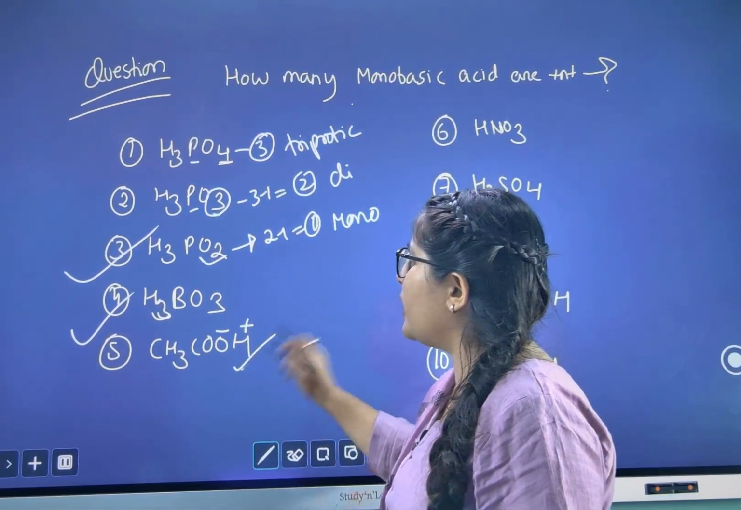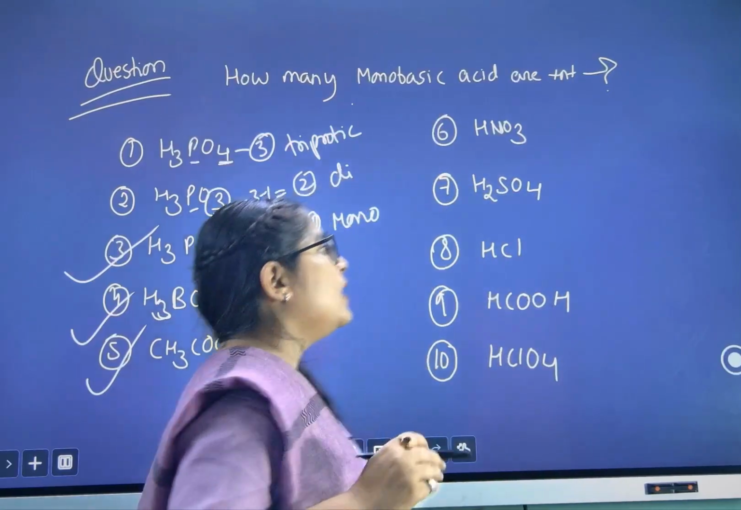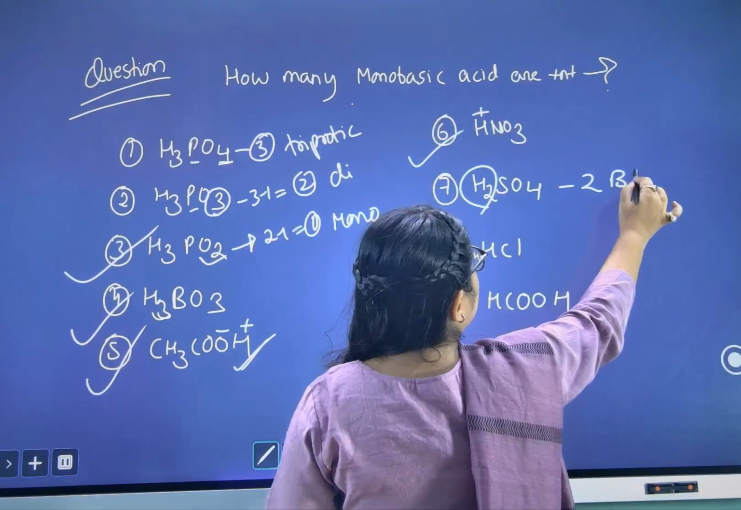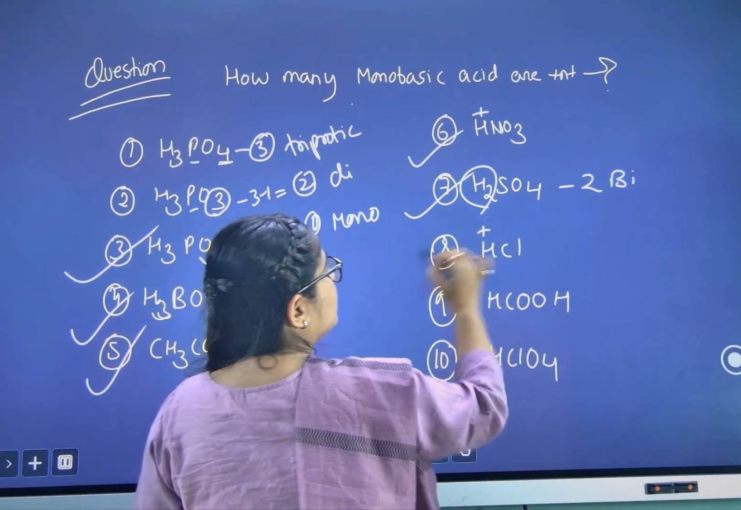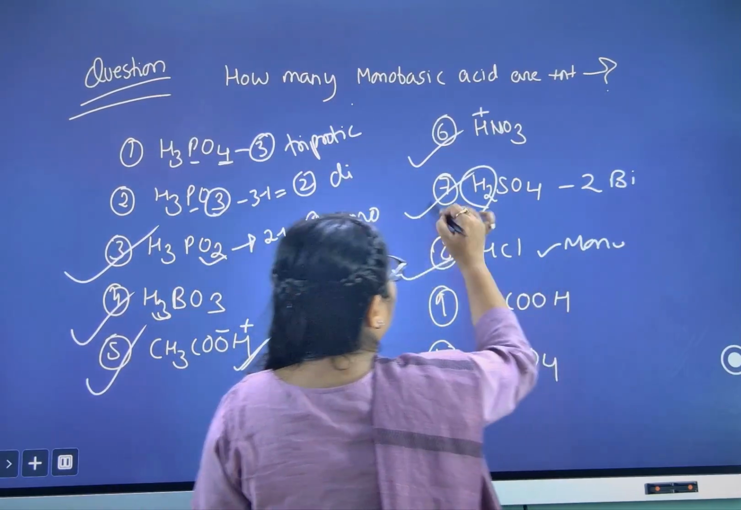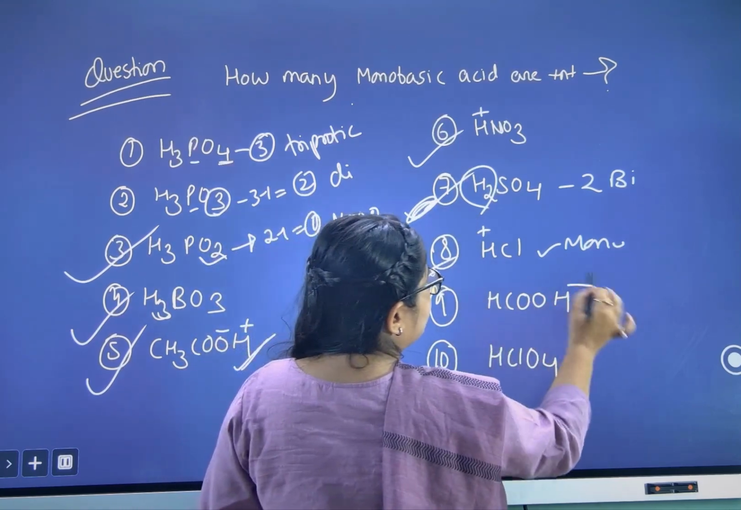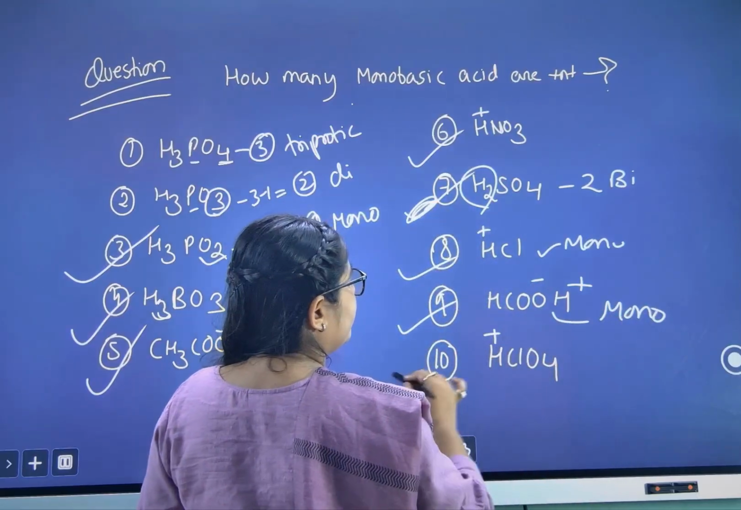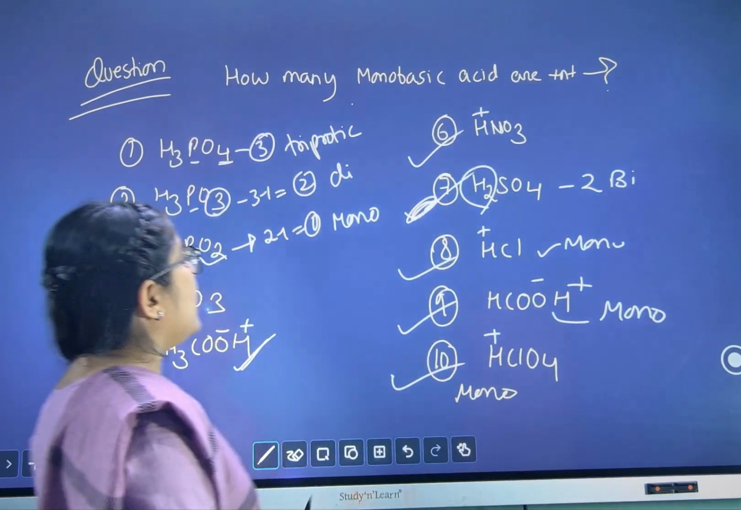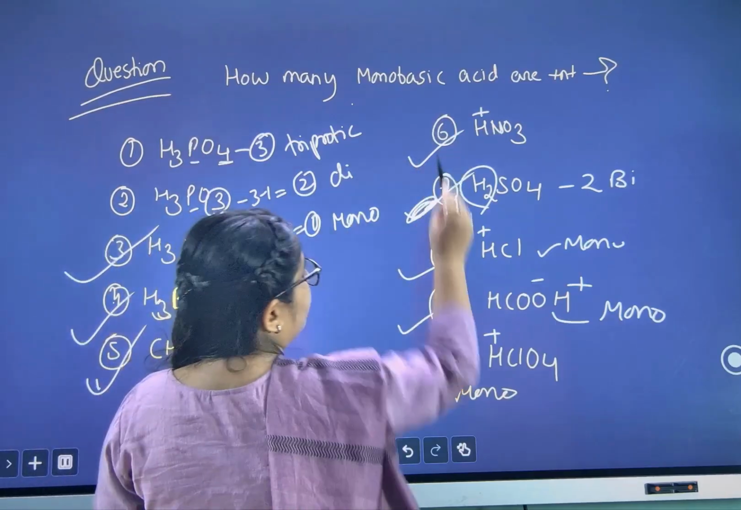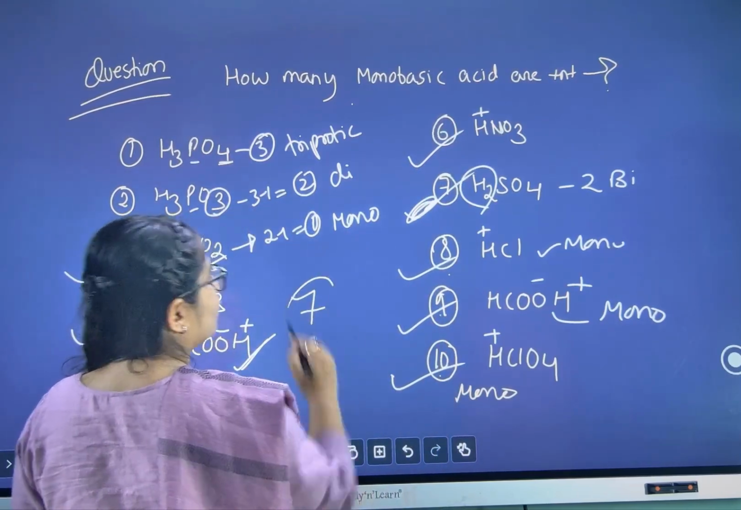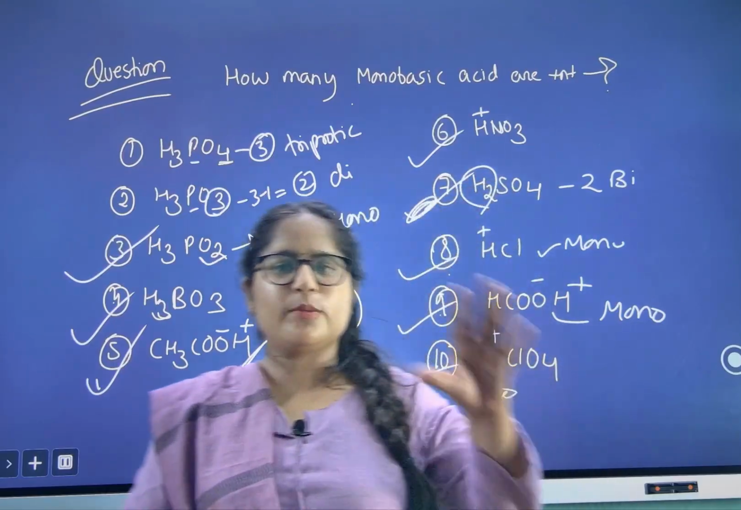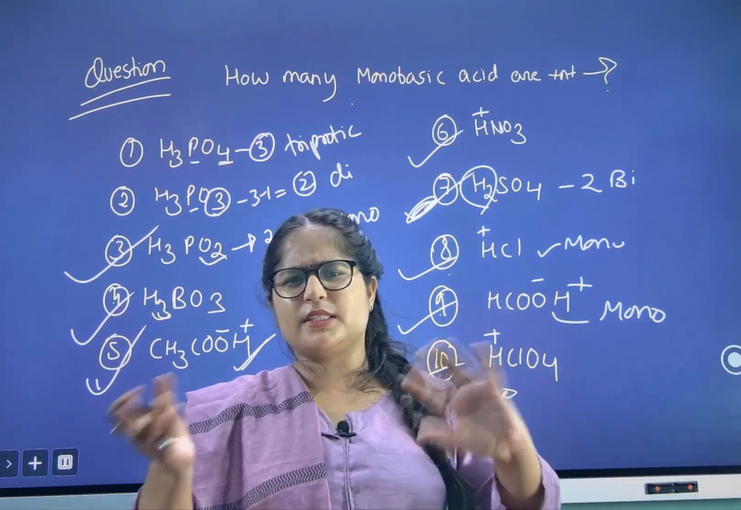CH3COOH gives 1 H plus, it is also monobasic acid. Let us see here, HNO3, 1 H plus, monobasic acid. H2SO4, it is bi or diprotic. HCl, it is mono. HCOOH, this is also mono. HClO4, this is also mono. So total how many mono? 1, 2, 3, 4, 5, 6, 7. So out of 10, total 7 monobasic acids are there. Over. So will you be able to identify all these monobasic, tribasic, protic, all those things?